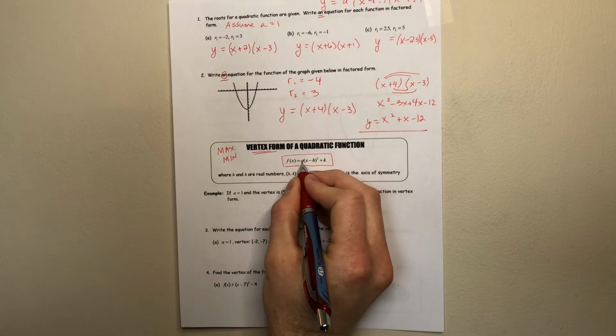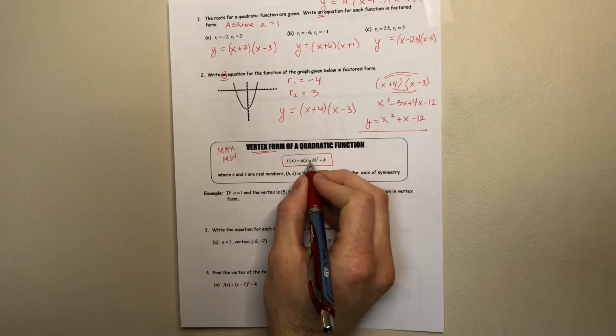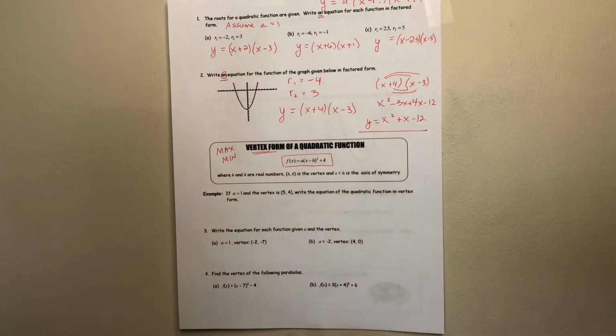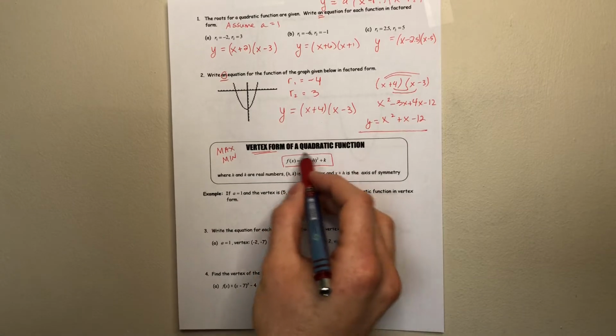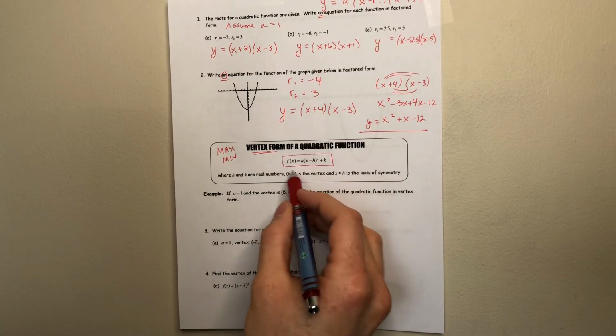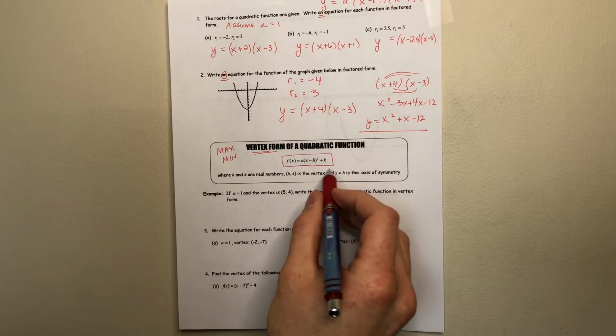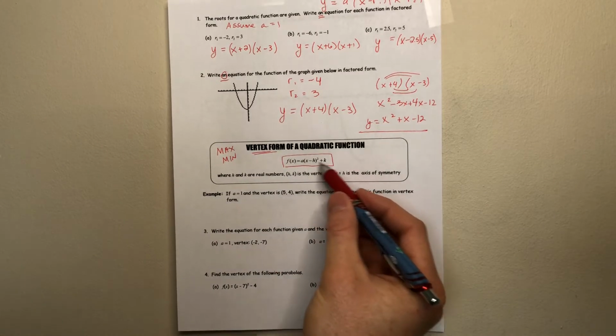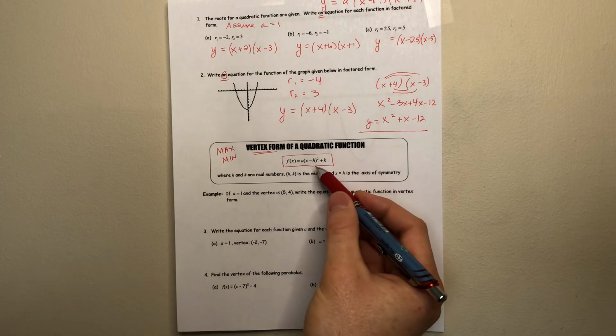f of x equals a, that's our GCF or our leading term, times (x minus h) squared plus k. Now this one's the most different. This is probably the most new for you. So let me just explain it. The next lesson, which we do I think on Thursday, is we're going to show you how to put it in this form, quickly, doing some tricks.